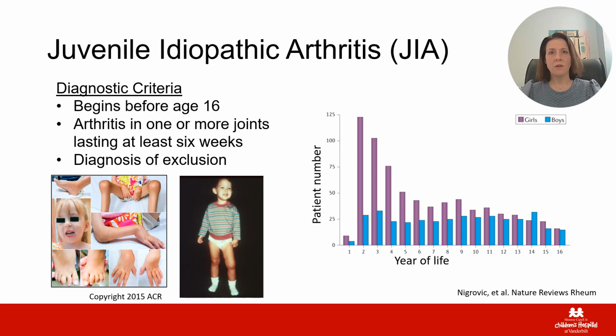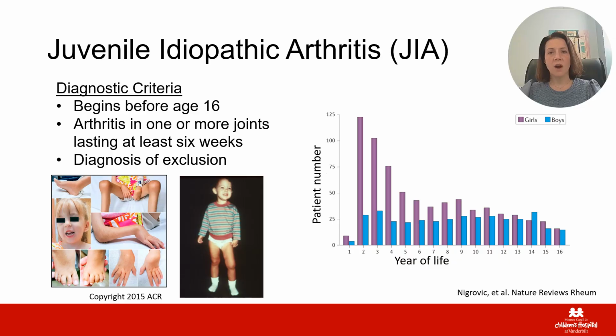First, we need to talk a little bit about juvenile idiopathic arthritis, or JIA. This is the most common autoimmune arthritis in children. It is diagnosed clinically by 3 criteria. The symptoms must begin before the age of 16, the arthritis must be in 1 or more joints for at least 6 weeks, and this is a diagnosis of exclusion, so the arthritis cannot be due to malignancy, infection, or another source. Here, I'm showing 2 pictures of children with JIA, which highlights the wide range of disease severity.